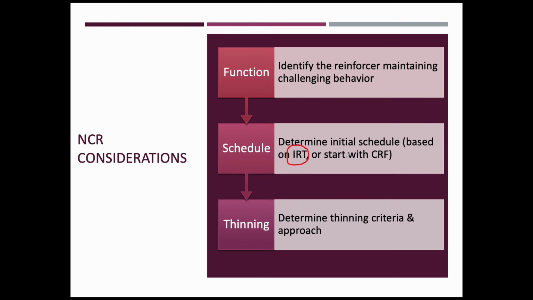So if we learn that self-injury occurs on average every 2 minutes, our initial interval for non-contingent reinforcement should be less than 2 minutes, right? Let's just say 1 minute, because that will create a higher probability that the individual will contact the reinforcer before they engage in the problem behavior. And that's sort of the goal.